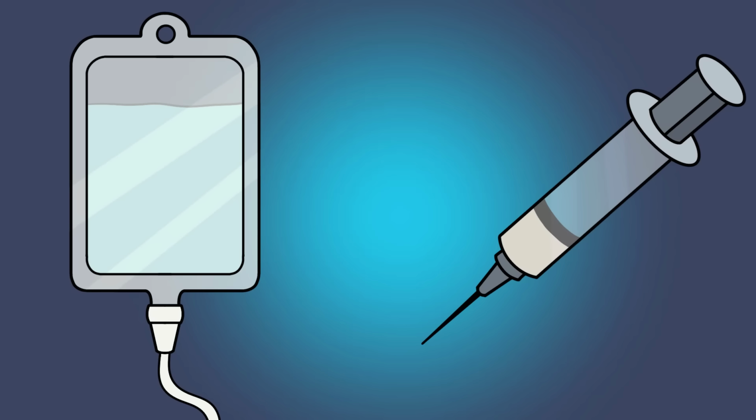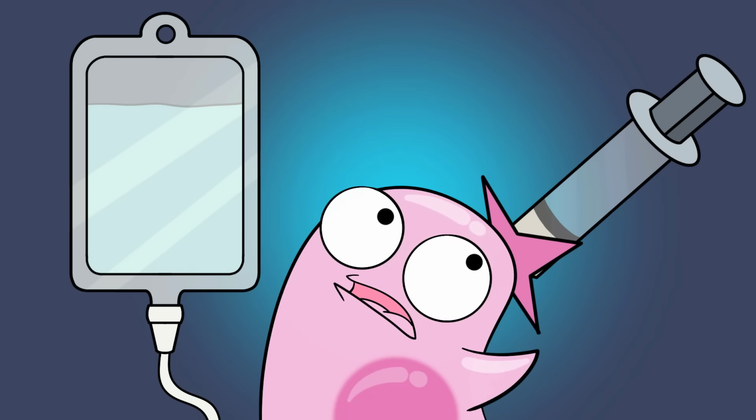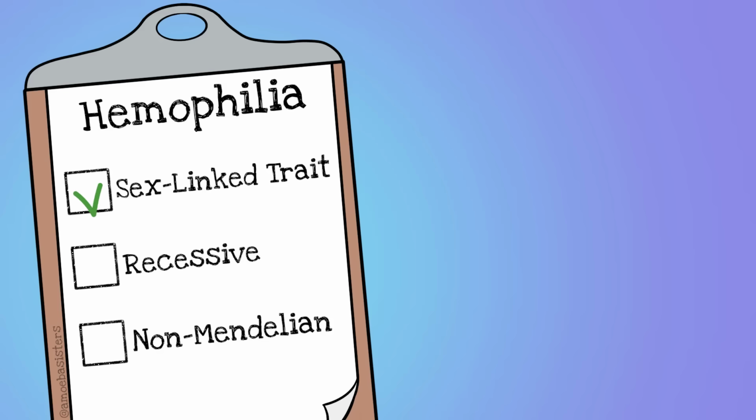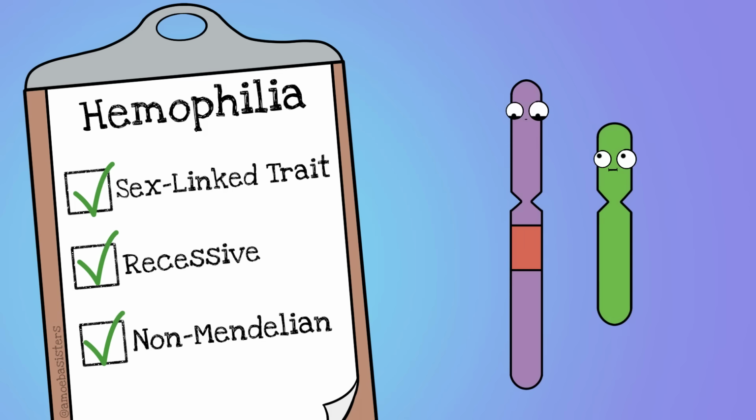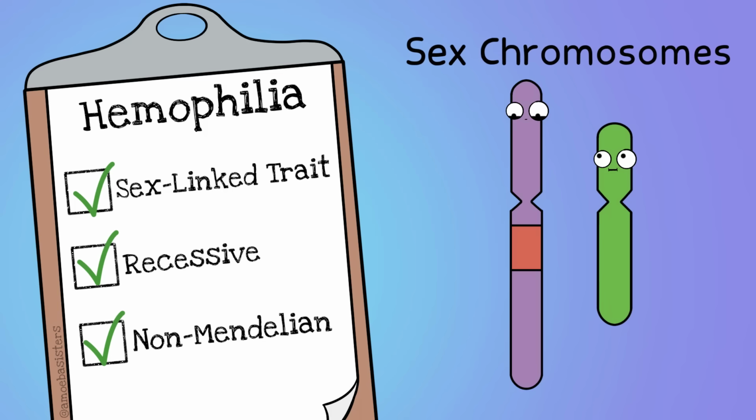There are now many good treatments for the symptoms of hemophilia that have greatly improved outcomes with this disorder, although it wasn't always that way. Hemophilia is a sex-linked recessive trait, which means it is different from general Mendelian genetic problems. With sex-linked traits, we still use the terms dominant and recessive for alleles, except this time, those alleles are on sex chromosomes.